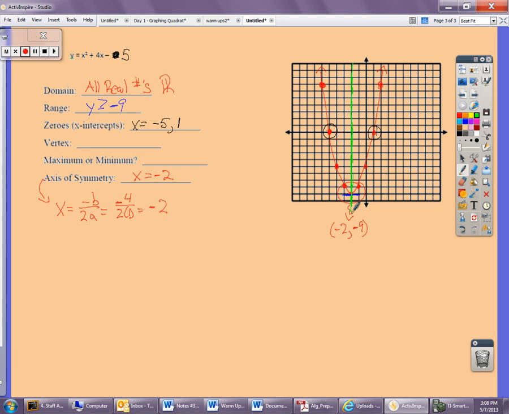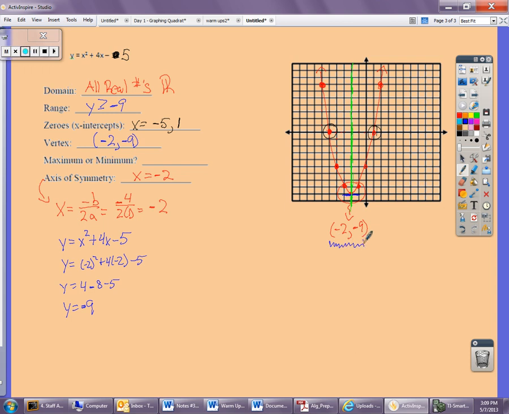And then to find the vertex, we plug in negative 2 for x, so we have y equals x squared plus 4x minus 5, so y equals negative 2 squared plus 4 times negative 2 minus 5, y equals 4 minus 8 minus 5, which is y equals negative 9. So the vertex is negative 2, negative 9. Now notice that's the same point that we got from our graph.